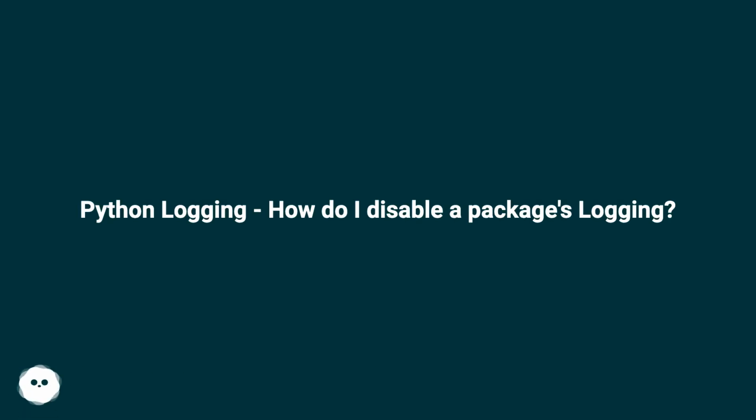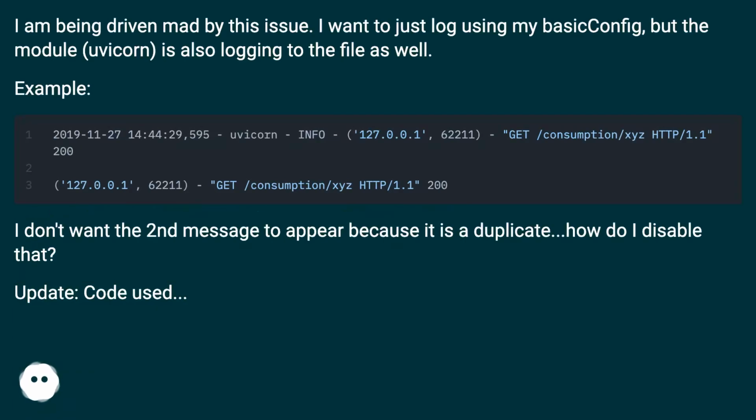Python logging. How do I disable a package's logging? I am being driven mad by this issue. I want to just log using my basic config, but the module, uvicorn, is also logging to the file as well. Example. I don't want the second message to appear because it is a duplicate. How do I disable that?